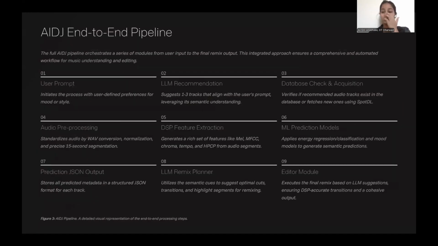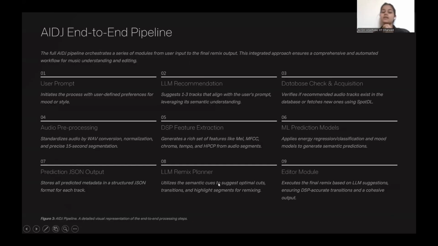Moving on to the AI-DJ pipeline. Basically, we have a user prompt, and an LLM recommendation, which suggests one to three tracks that align with the user prompt. Then a database check recommends the audio track based on the LLM recommendation from the database, and if there are no tracks, we can get them from SpotDL. Audio pre-processing is done. DSP feature extraction using MEL, MFCC, HPCP is done, and then the ML prediction model runs. Prediction JSON output is produced.